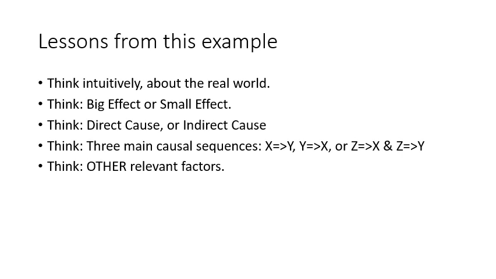Some of the key lessons that we take away from this example are that in order to learn about causes, you have to think intuitively about what is happening in the real world. And then if you're trying to find out the direct effects, you have to look at big effects and small effects. Small effects are difficult to detect because they're generally due to indirect causes. So we have to think about direct causes, and when you have a direct cause, you can usually detect the effect.